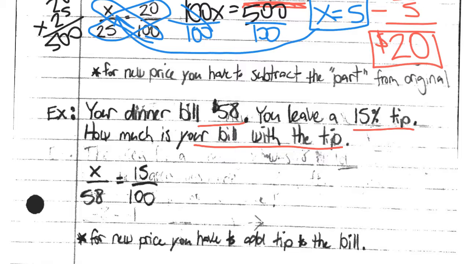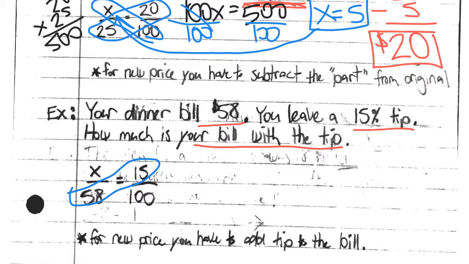Now my bill, that's the complete bill as of right now. I know it doesn't have the added on tip in there, but that's my total bill. So that's going to be my whole. Then my part is going to be up here. That's what I'm trying to find. I'm trying to find what that tip will be. So again, we are going to cross multiply and divide.